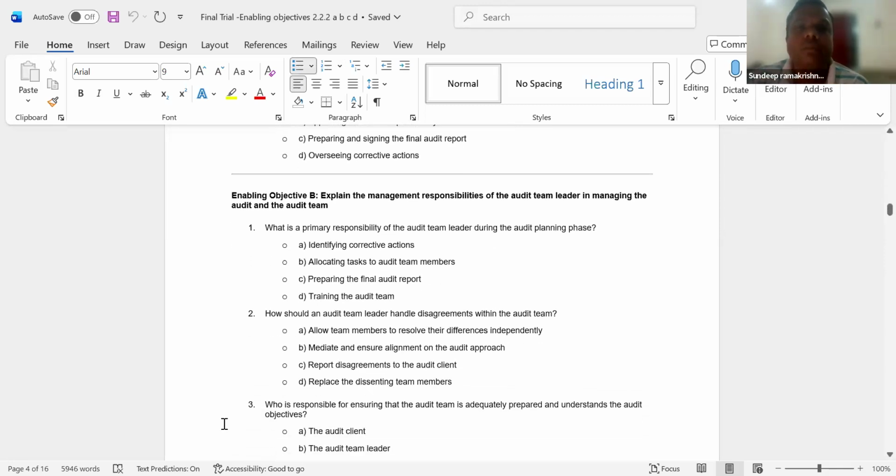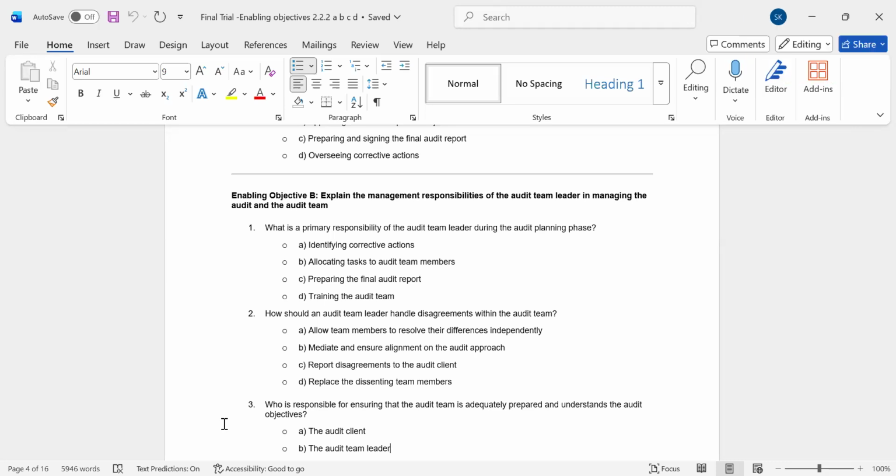Enabling objectives: management responsibilities of the audit team leader in managing the audit and audit team. Srikant, can you read questions 1 to 10? What is a primary responsibility of the audit team leader during the audit planning phase? Identifying corrective actions, allocating tasks to audit team members, preparing the final audit report, training the audit team.